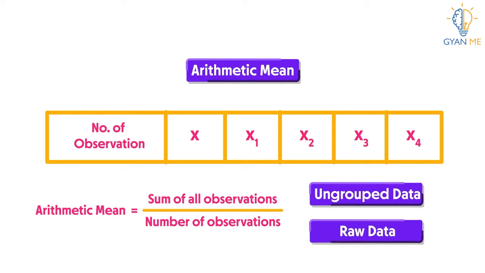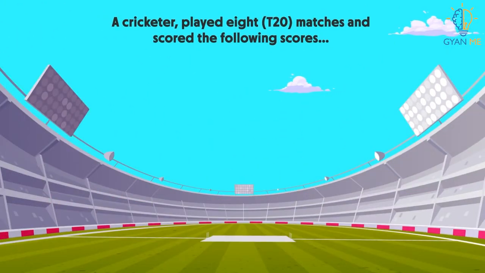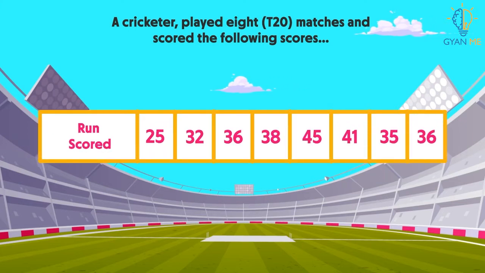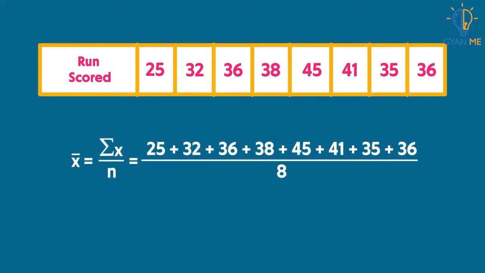for any ungrouped or raw data. For example, a cricketer played 8 T20 matches and scored the following scores. The mean of his scores, or I can say the mean of this data, can be calculated as you can see on your screen. The mean of his scores comes out to be 36.